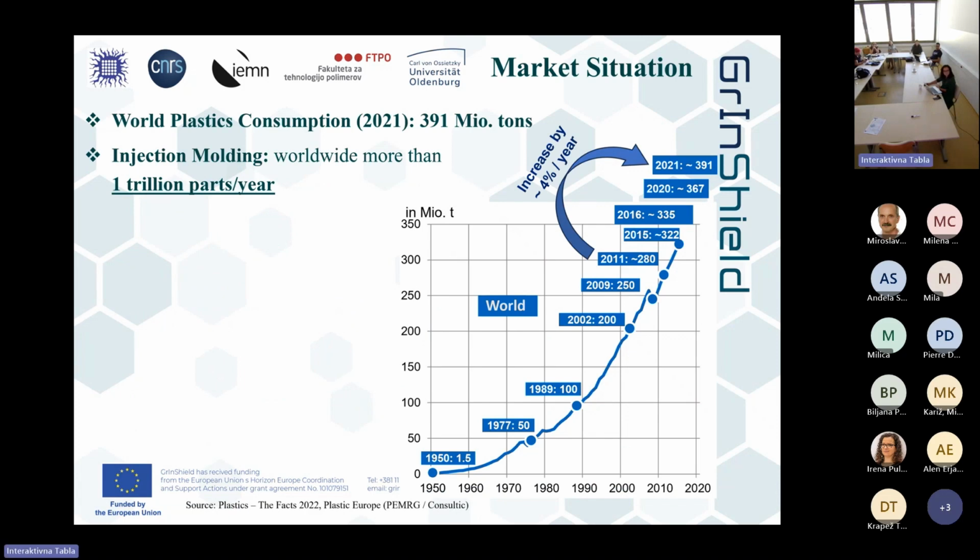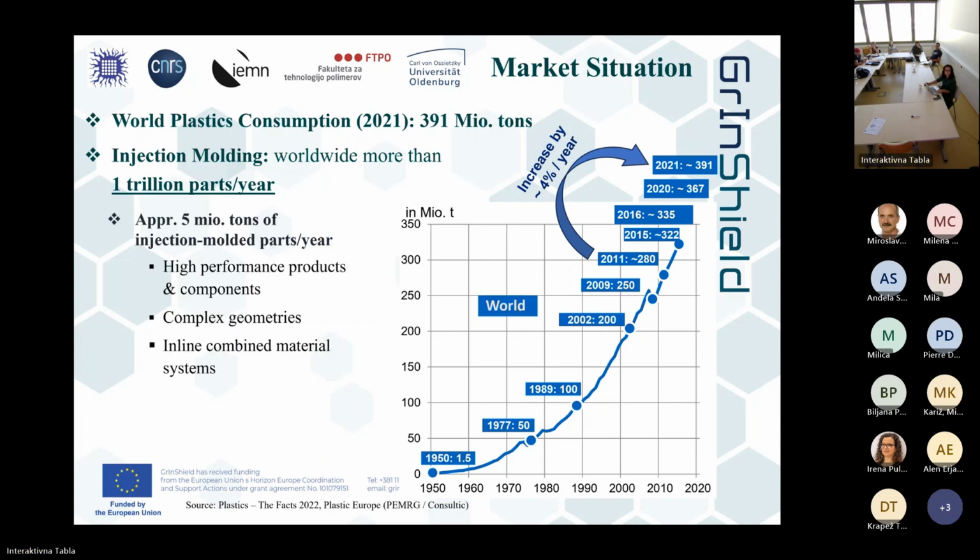So, introduction, what's the market situation? Here you see the increase of plastic world consumption, and these are figures of 2021, published in 2022. The 2022 numbers are not published yet by Plastics Europe. So we have an increase over the last 10 years by 4% as an average value. And the injection molding worldwide produces more than 1 trillion parts a year. That means approximately 5 million tons of injection molded parts per year are produced.